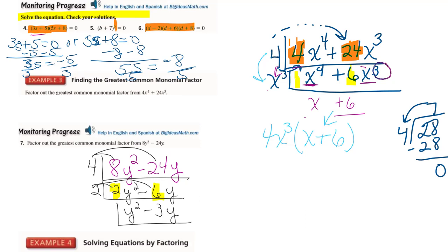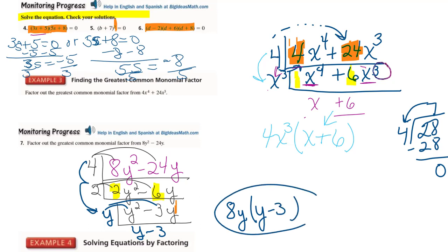And I notice they both have a variable, so that's good. But the lowest power is here. I should put a 0 there. The lowest power is here. It's a 1. So I'm going to factor out just a y. I'm going to divide that out. So y squared divided by y, subtract the exponents, is y, minus 3. Y divided by y is 1, or y to the 0, which is 1. So now I'm going to multiply these 3 together, and I get 8y times y minus 3. And that would be the answer.